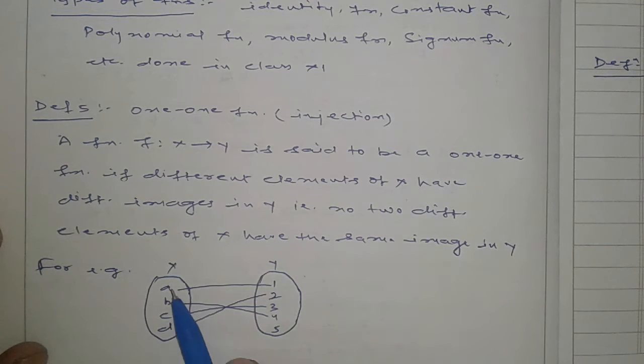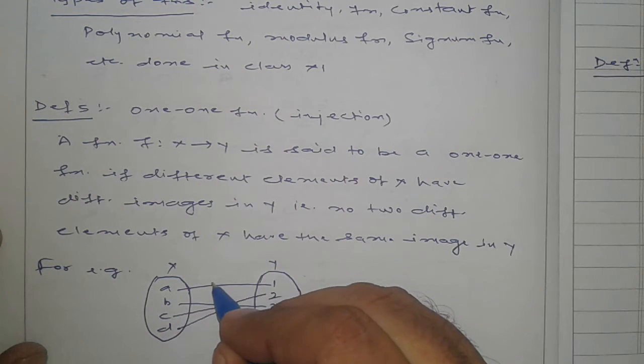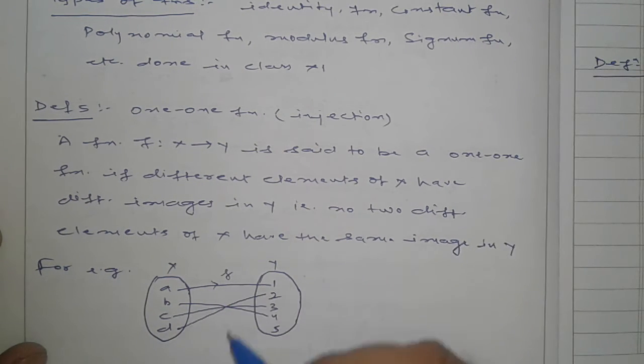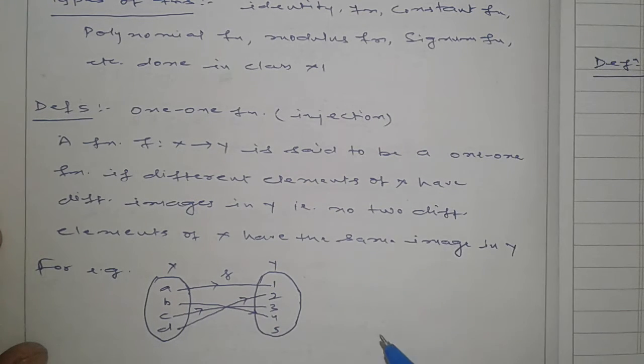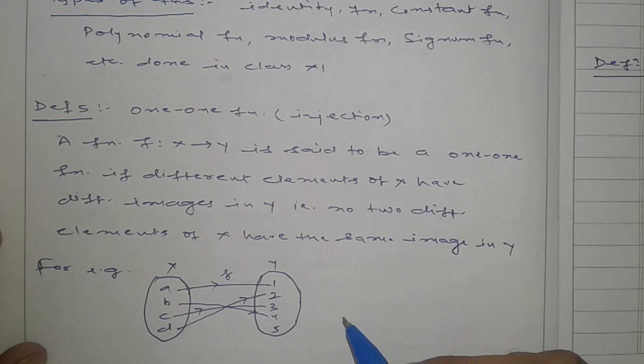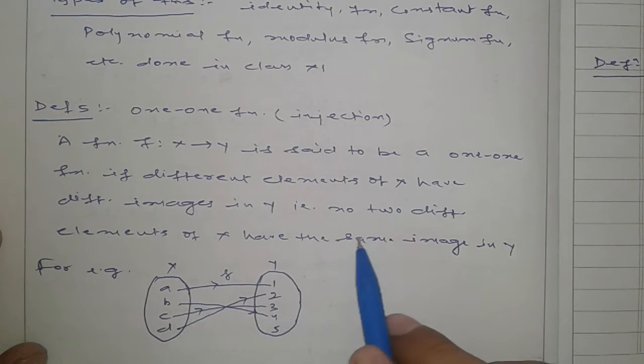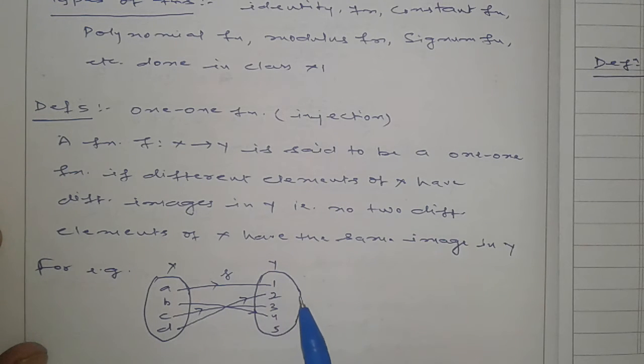If you see, a has image 1 under f, b has image 4, c has image 3, d has image 2. So no two different elements of x have the same image in y. हर एक की अलग अलग इमेज, 1-to-1 function, injection.